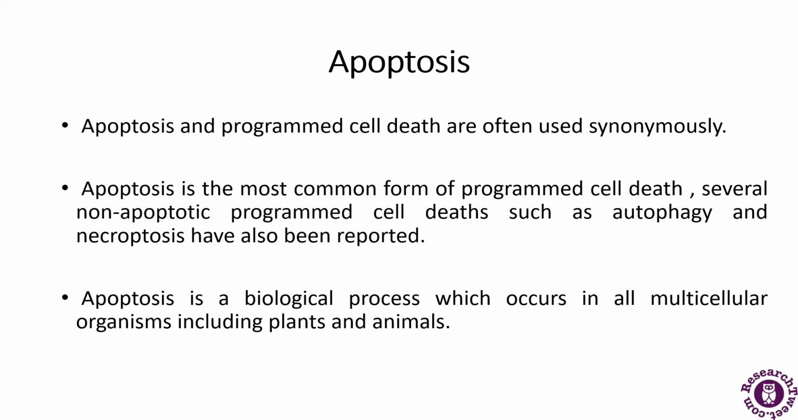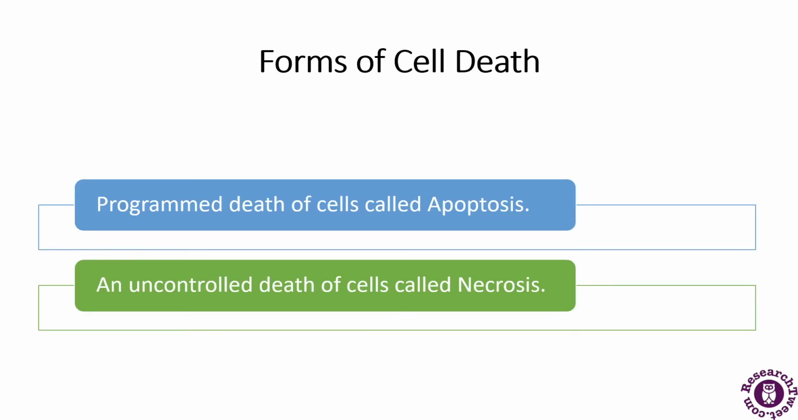Now, there are basically two forms of cell death. What are they? There is the programmed cell death, which is called apoptosis, which is our main focus of the study, and there is an uncontrolled death of the cells, which is called necrosis. Both of these, apoptosis and necrosis, occur under different circumstances and they involve different steps as well.